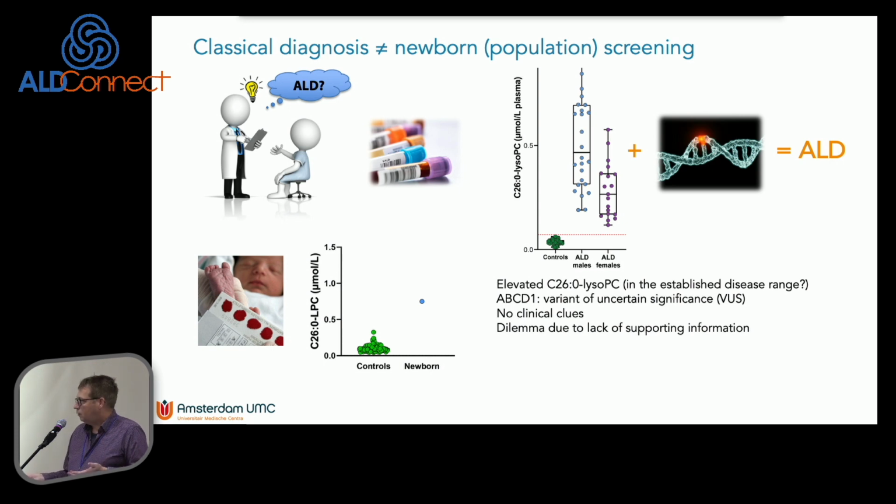And then if you do genetics and you find this variant of uncertain significance, so a missense variant, then this baby doesn't have any clinical signs or symptoms, so there's no clinical clues. So you're missing one part of the equation. So then there's a diagnostic dilemma because of lack of information.